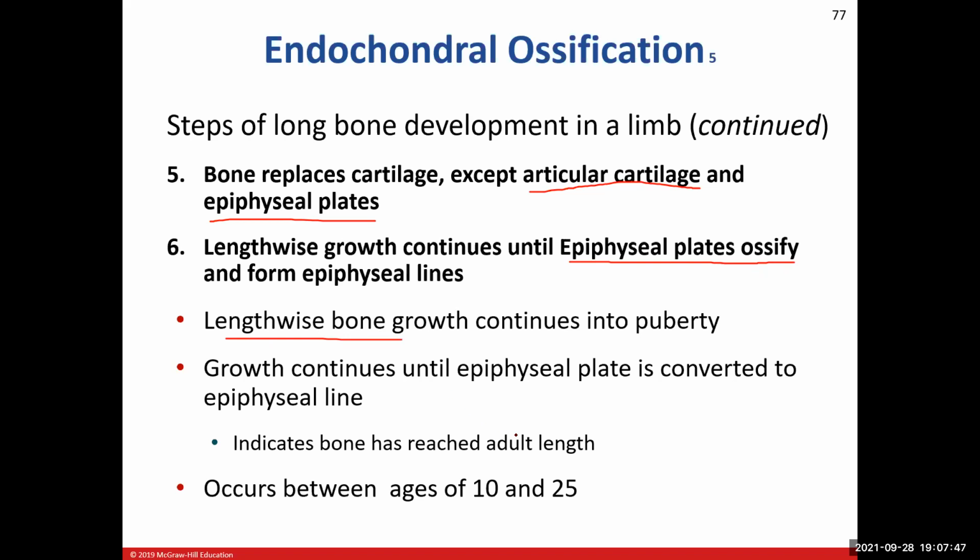So a lot of this step 6 is going to be occurring between ages 10 and 25. And obviously it can vary. It could be 26, 27. Some people could still grow at that point. But this will all continue on until eventually the epiphyseal plate ossifies and we have no more hyaline cartilage.